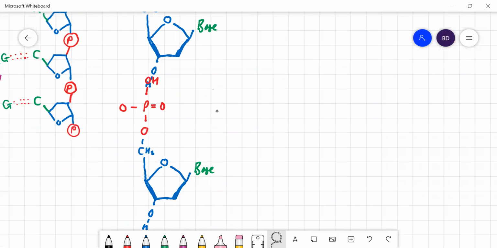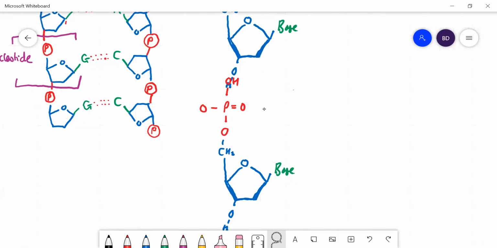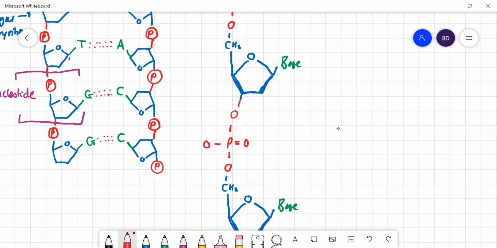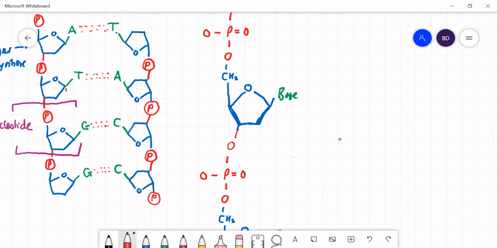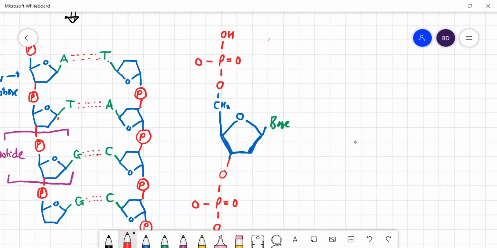and now, all I have to do is remove water here, so you can see you lose H2O, and you've got a dinucleotide. So there's 2 nucleotides stuck together, and that's how the whole thing is built up. So there's a lot of condensation reactions going on there.